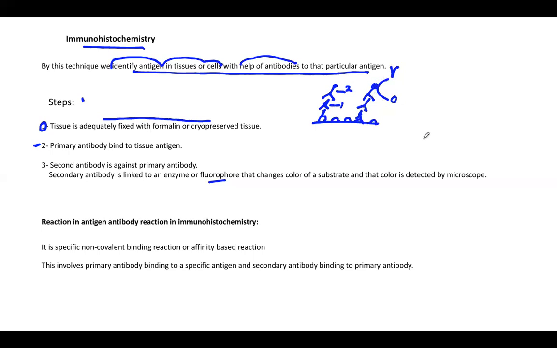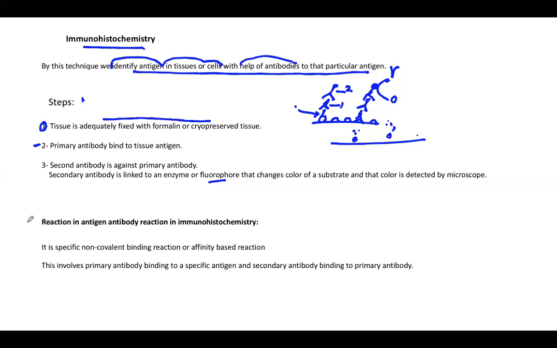Then we analyze this tissue under a microscope, and what we see is fluorescence. What we see will be the color change only. So when color change is present in tissues, it means there is antigen here. That antigen attached to these two antibodies, and that resulted in this color change. So this technique is called immunohistochemistry. It is identification of antigen with the help of antibody to that antigen in tissues.